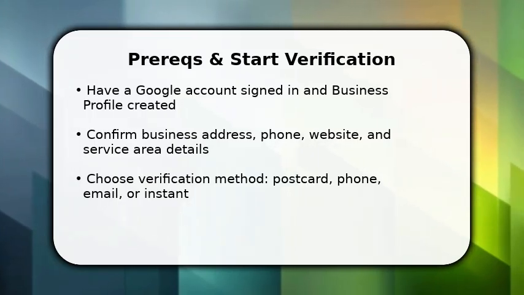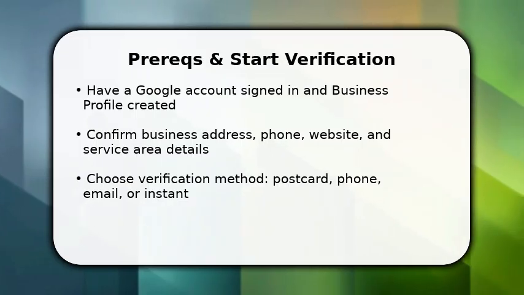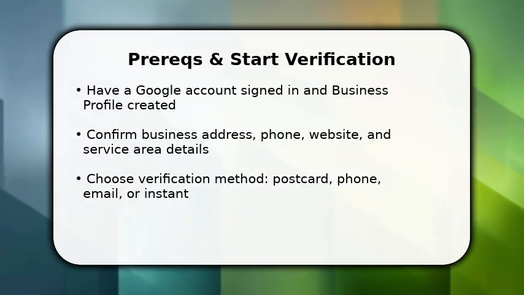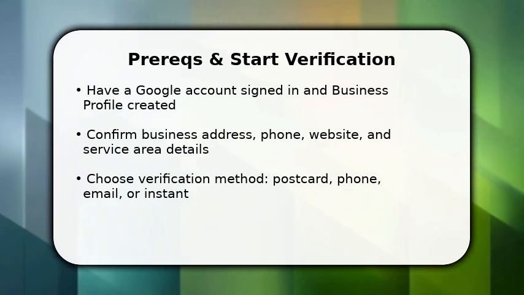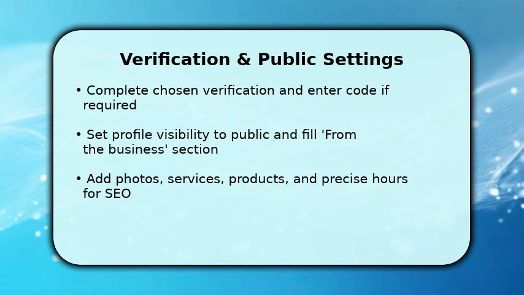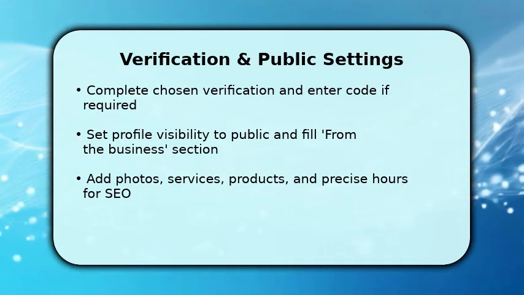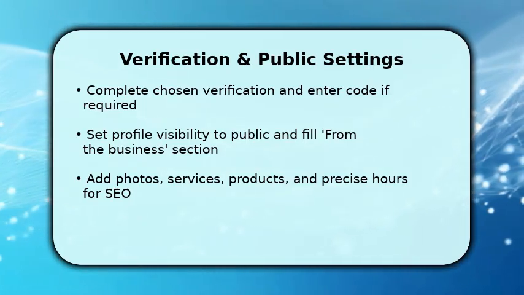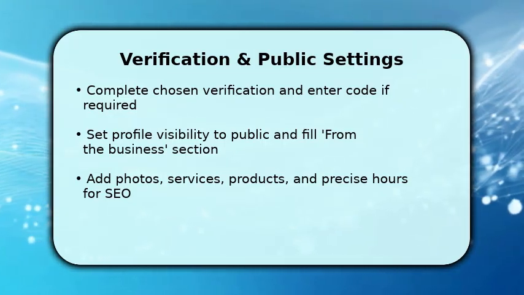Next, request verification. Pick the fastest available method, sometimes instant if your account is trusted, otherwise postcard or phone. This step unlocks public visibility, so don't skip verification. Once you receive your verification code, enter it promptly in the Business Profile Manager. Delays can pause visibility. After verified, go to the Info tab and toggle Profile Visibility to Public.